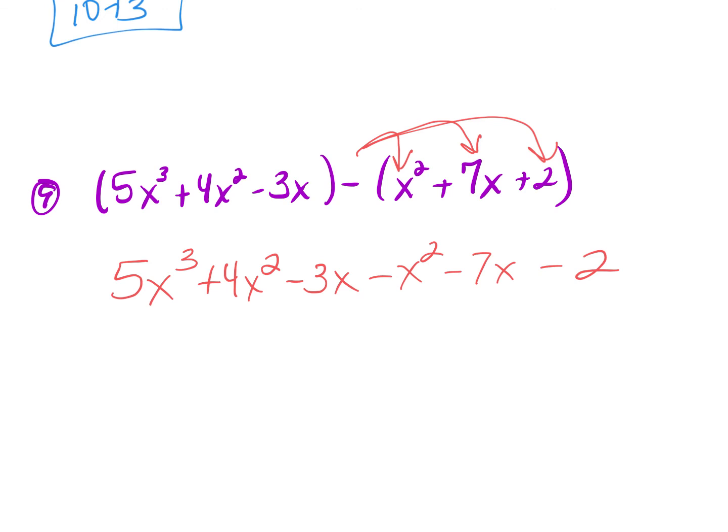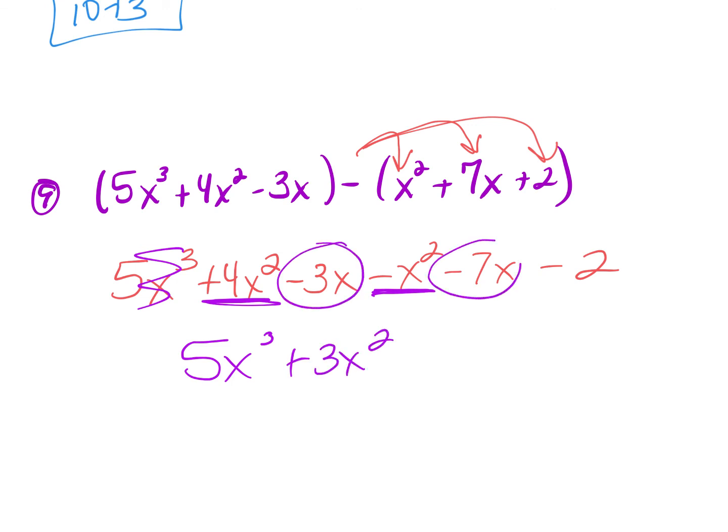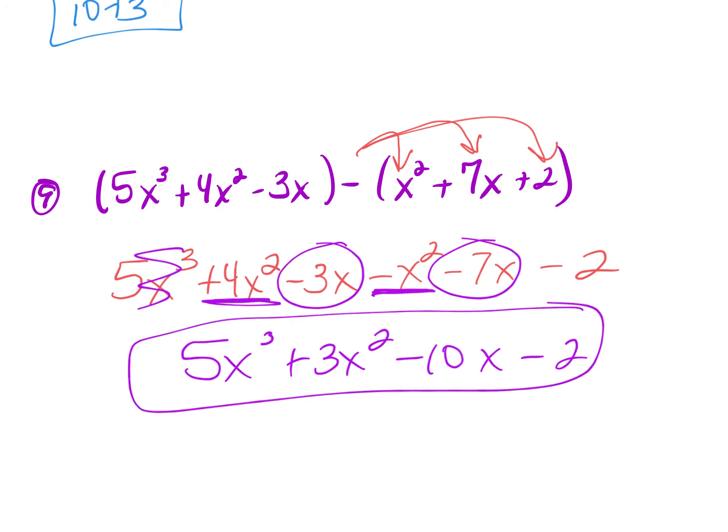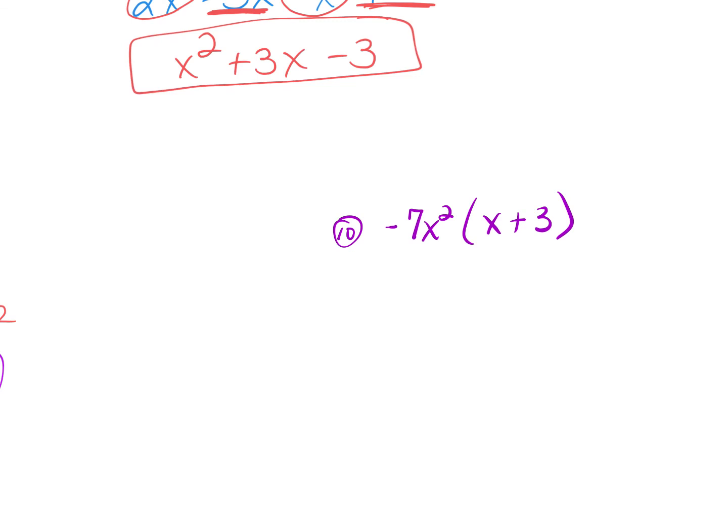What's the highest exponent you see? 5x cubed. Okay, so I'm going to have 5x cubed. Then I have a 4x squared and a negative x squared. What's 4 minus 1? 3x squared. Perfect. And I have a negative 3x and a negative 7x. Negative 10x. Awesome. And then what? Minus 2. There we go. Good job, guys. What's the degree? 3. What's your constant? Negative 2. What is your leading coefficient? 5. Perfect. Good job.